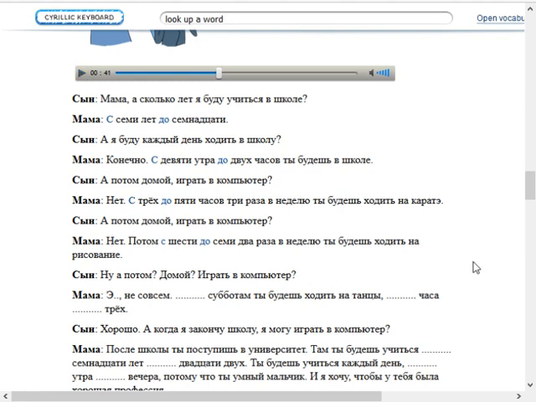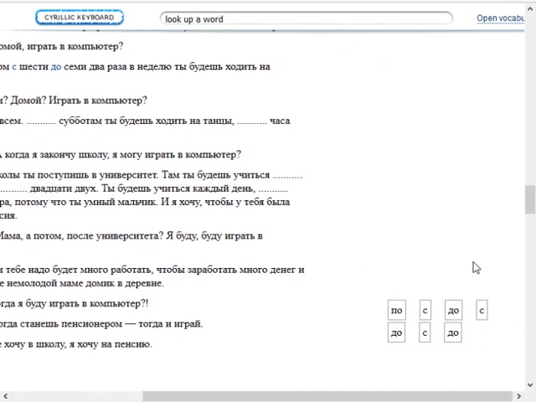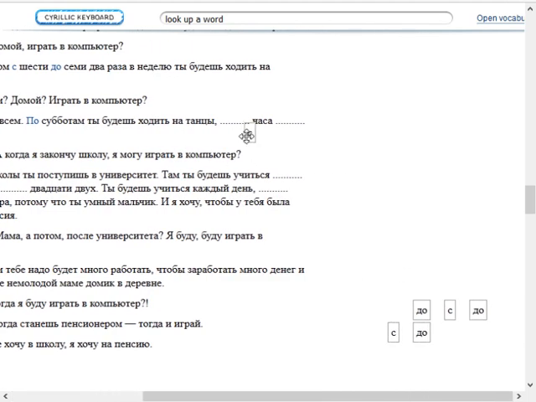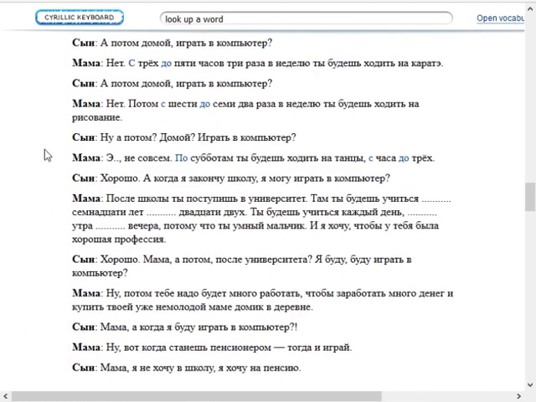Okay, so here is where the "po" comes in. So, okay, I see. So there's actually no "sa" "po" here. There's just "po" because she's saying по субботам. So по субботам, on Saturday, or on Saturdays, every Saturday. Ты будешь ходить на танцы. You will go to dance. С часа до 3. So you'll go to dance from 1 o'clock until 3 o'clock.